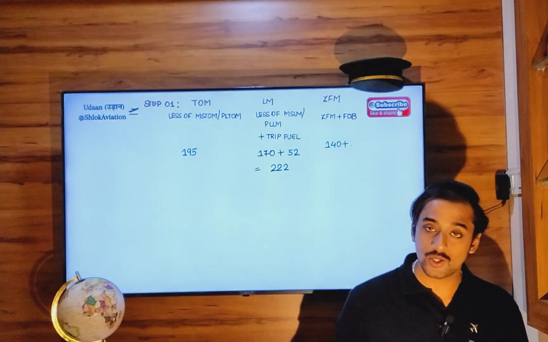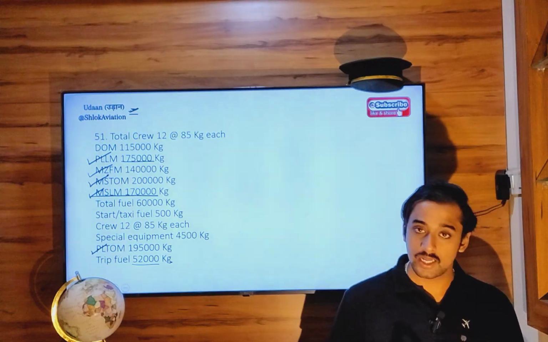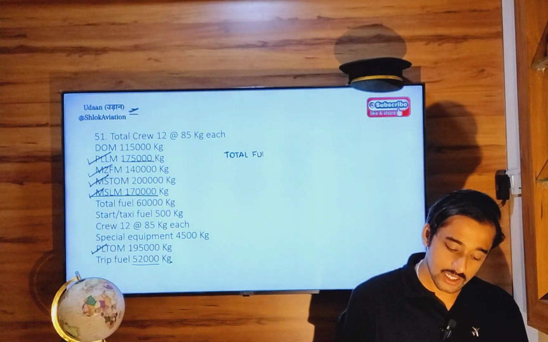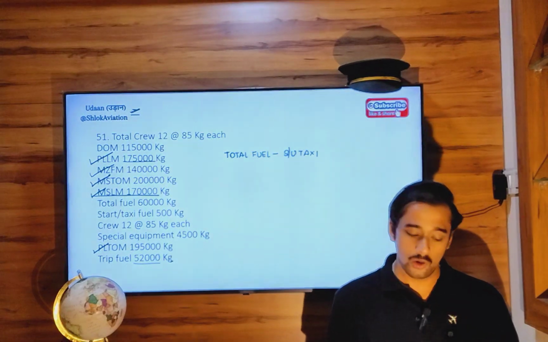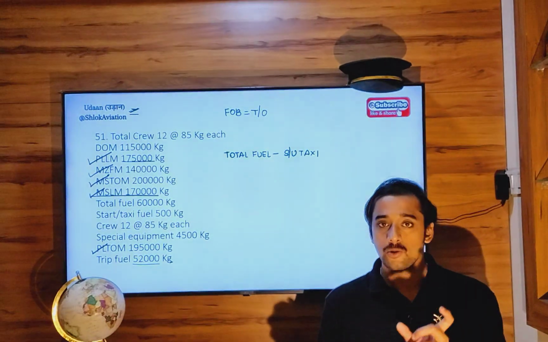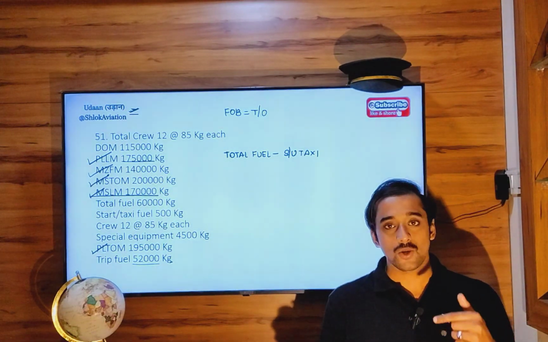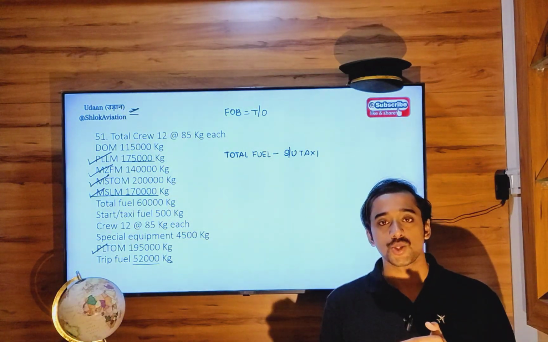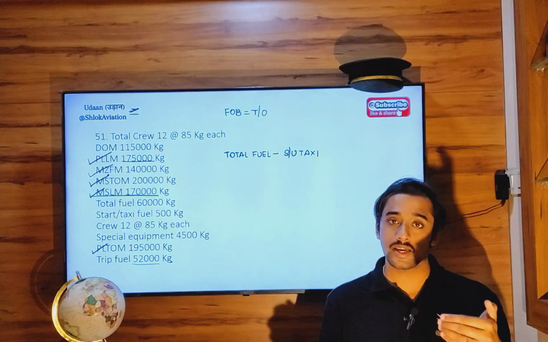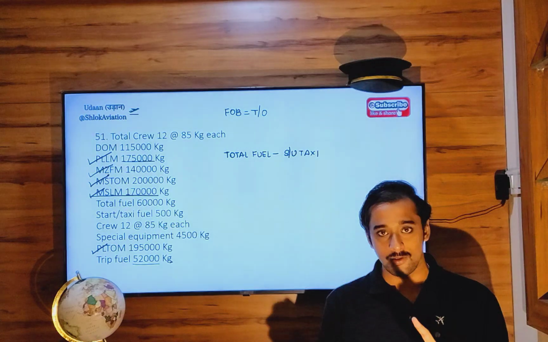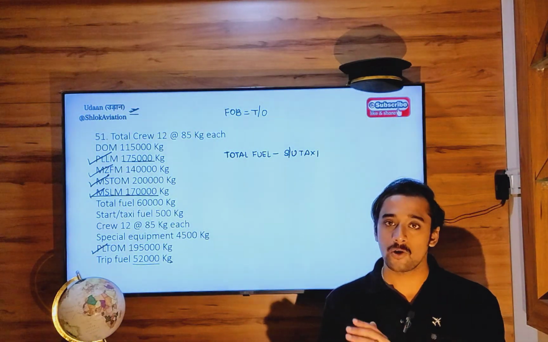Fuel on board. It's not given to us directly. We can obtain it using the formula total fuel minus fuel used in startup and taxi. Right? So what is fuel on board? Fuel on board is nothing but takeoff fuel. The fuel in your fuel tanks when the aircraft is on the runway. So when it goes from its parking area to the runway, it will consume fuel in starting the aircraft and taxiing, right? So that's why we subtract startup and taxi fuel from total fuel. After that, we will be left with takeoff fuel or fuel on board.